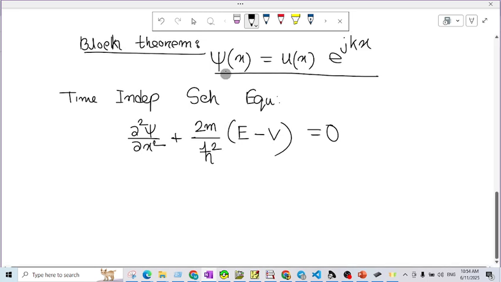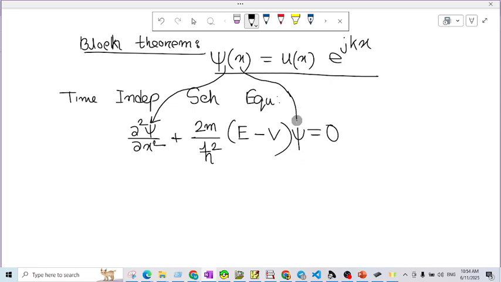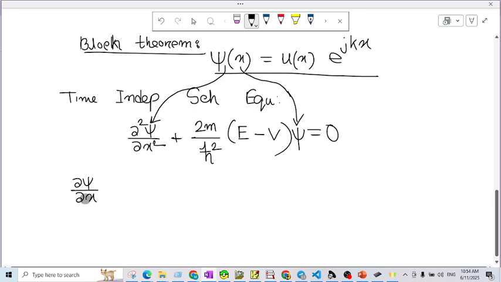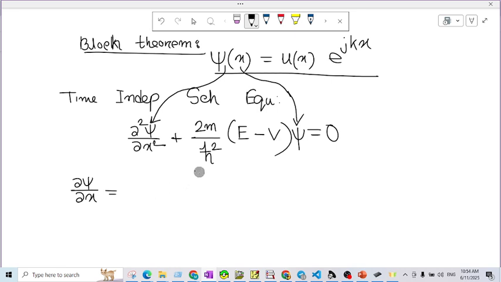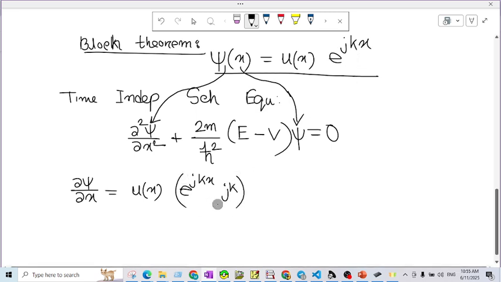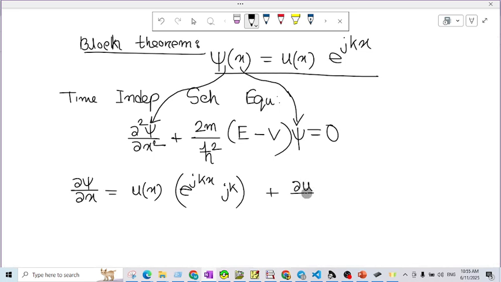Now we need to put this psi(x) here, and again we have a psi here, so again we need to put it here. First of all, let's differentiate psi with x, and then we will differentiate it again. If I differentiate, don't differentiate u(x), just differentiate e to the power jkx. So if I differentiate the second term, I will get jk times this. And now I will differentiate the first term, so du by dx, and I won't differentiate the second term, so e to the power jkx.